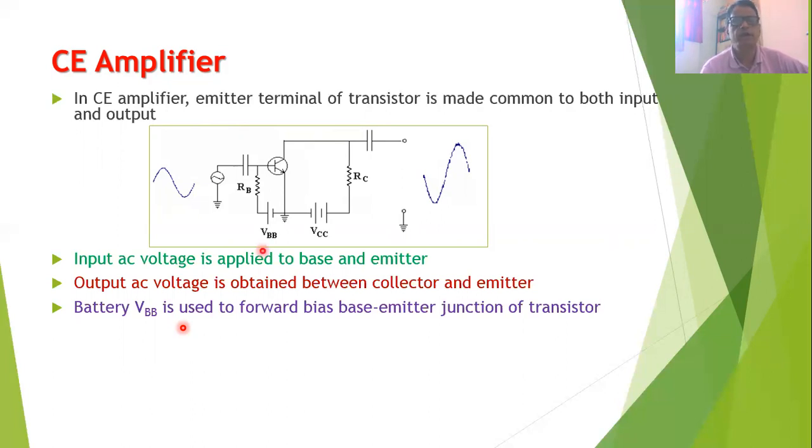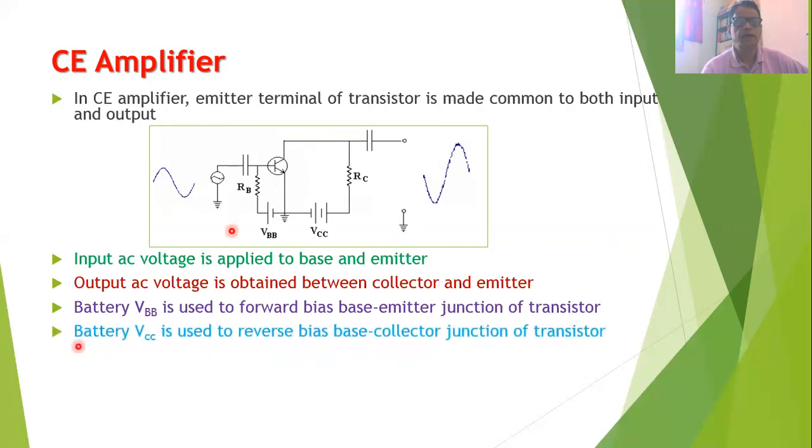So here we have connected the battery VBB in such a way that the base emitter junction is forward biased, because this is our NPN transistor, and therefore the positive of the battery is being connected to the P terminal or base terminal. Battery VCC is being used in such a way that the base collector junction of the transistor is reverse biased. So this will ensure that our transistor will be in active region.